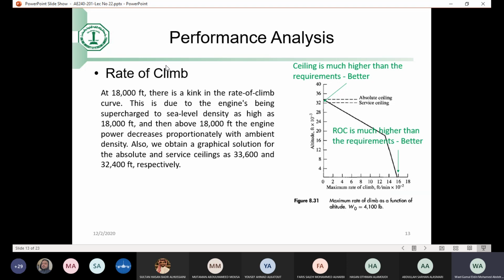The rate of climb, we have an equation for the rate of climb. If you substitute with the new thrust, with the new weight in the rate of climb, you will find that the rate of climb at sea level, what was the required rate of climb? Can you remind me? At sea level, the rate of climb was what? Your project, what is the rate of climb?